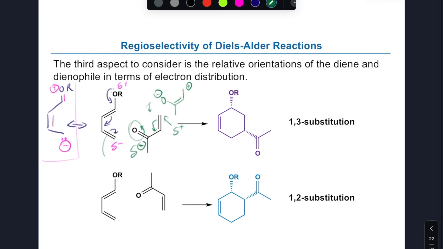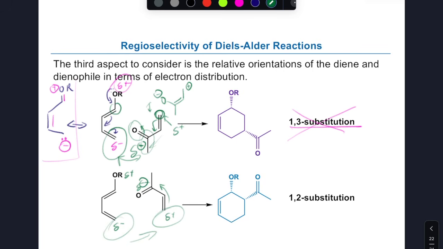Again, it's the same molecule, so remember the net polarization: delta plus on this side, delta minus over here. Meanwhile, this is delta plus because of the electron withdrawing character, and up here, on the oxygen specifically, is delta minus. As a result, you've got this minus-plus interaction versus plus-minus. The 1-2 substitution pattern will actually win out.